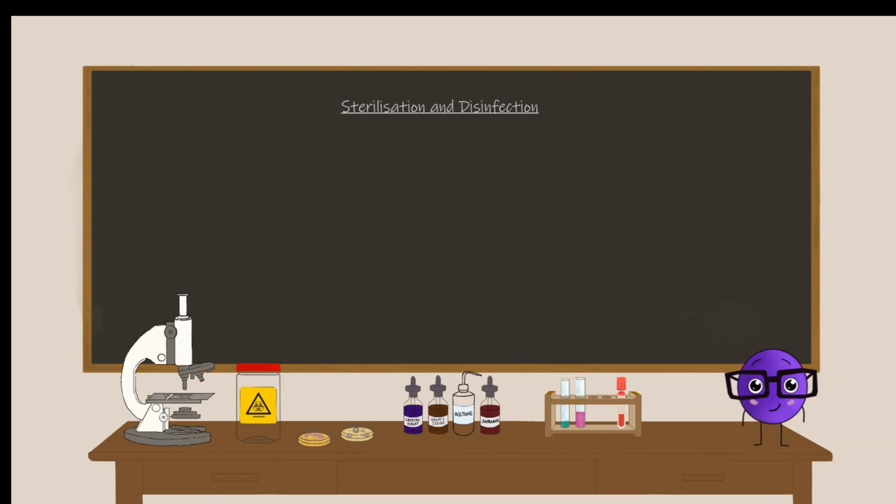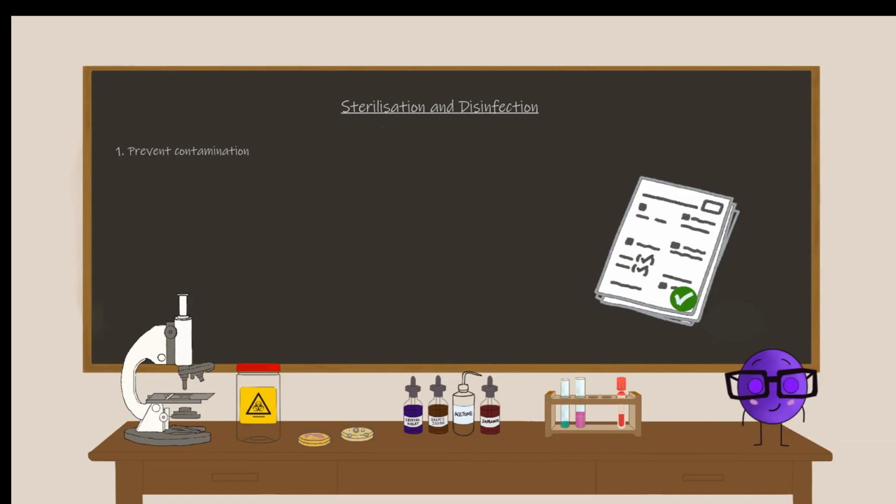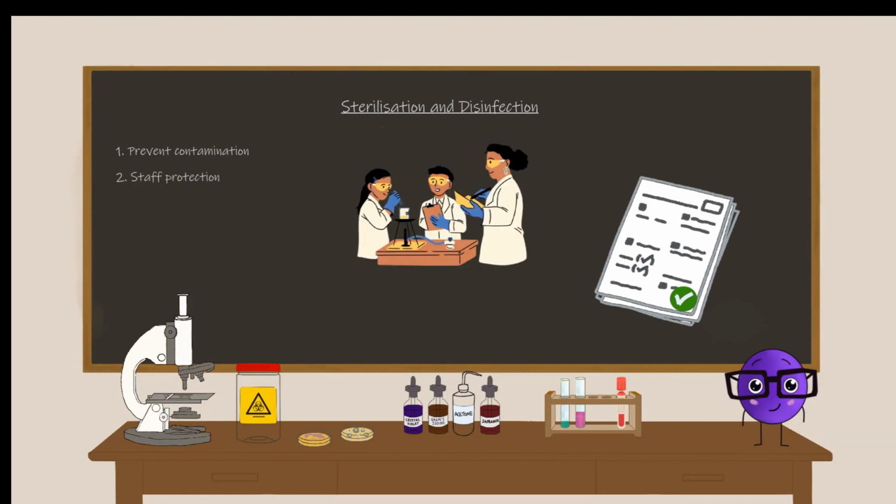So why are these techniques so important in the lab? There are several reasons. They prevent contamination. Contamination can lead to inaccurate results and misdiagnosis. By sterilising equipment and maintaining a clean environment, it gives us confidence that our patient results are valid. They protect staff from potentially pathogenic microorganisms. This is vital for maintaining a safe working environment as it prevents accidental exposure and illness.